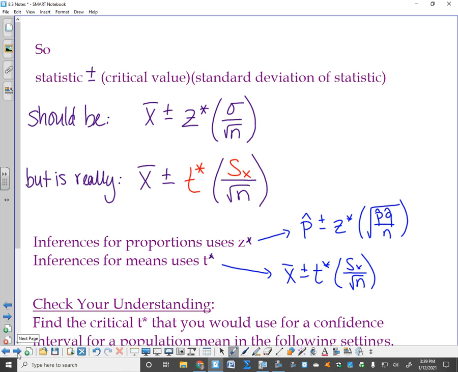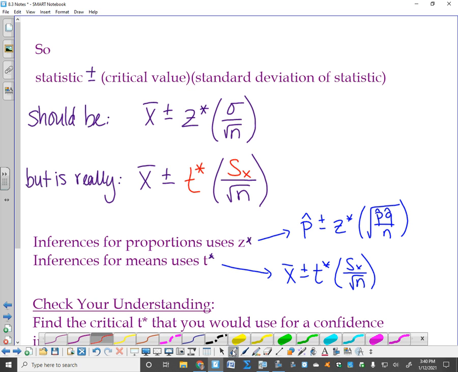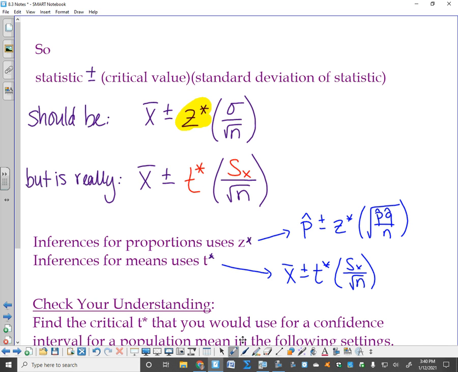Okay, so now we're going to make another change. Statistic plus or minus the critical value. Well, my critical value is no longer Z star, it's now T star. So when you're using means, you use a T star and not a Z star. You also can't use your regular standard deviation of your statistic. You have to replace sigma with S sub x.